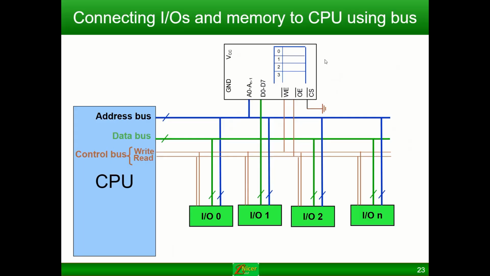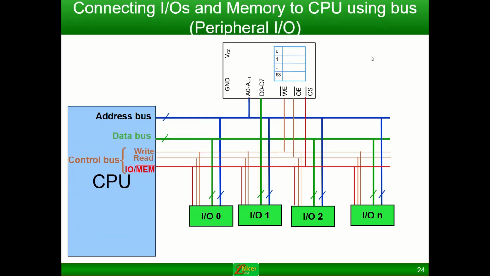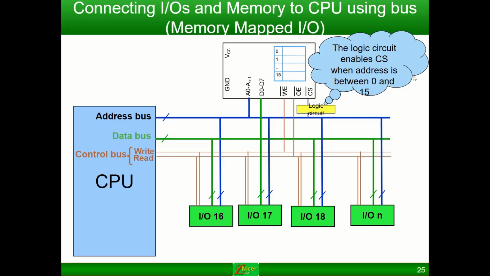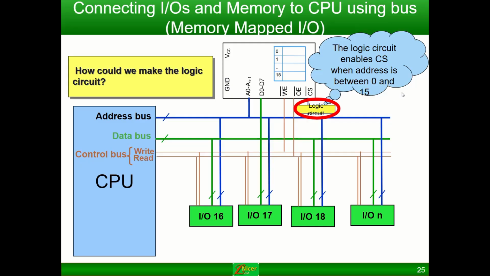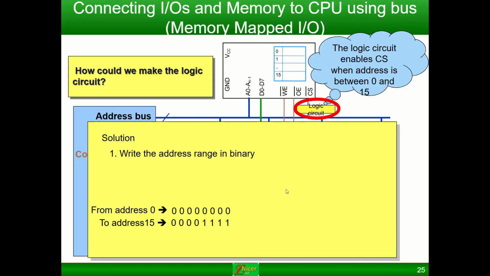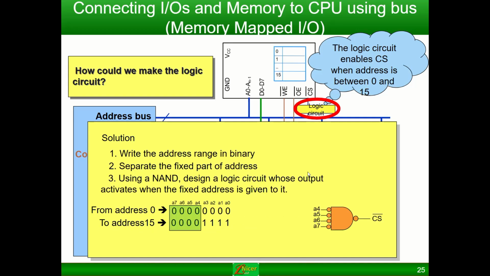This is connecting input, output and memory to the CPU pin bus. This is the example. This is the flowchart. Okay, then connecting to peripheral input output. Basically this blue line indicates the address bus, the green line indicates the data bus, and these brown lines indicate the control bus, and the red line indicates input output memory. So the logic circuit enables CS when the address is between 0 and 15. And how could we make the circuit? It basically writes in binary code in 0 1 format, and then we use NAND technology to make the circuit.